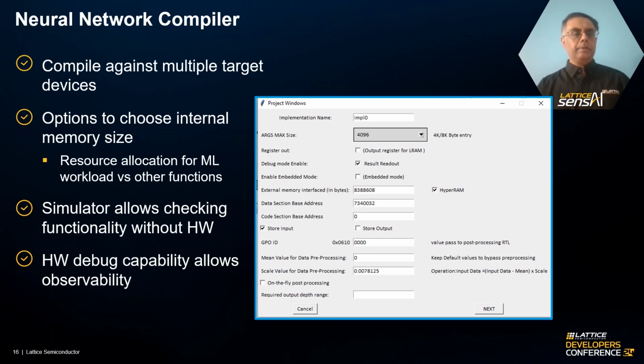Now the neural network compiler, as we discussed, generates the runtime for the ML engine that basically does the neural network execution. Now the ML engine is configurable, right? In terms of the memory, in terms of the DSP unit, all these configurable parameters can be considered during the compilation itself, during the runtime itself. It's easily configurable from the compiler perspective, right?